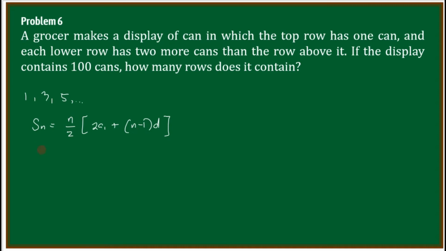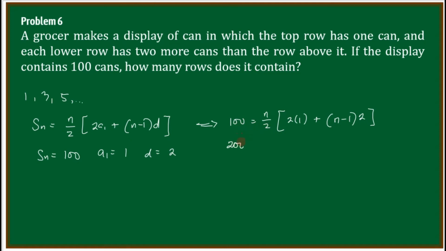So, substitution lang yan. So, because our S sub n here is 100, a sub 1 is 1, difference is 2. So, simple substitution, that will be equal to 100 equals n over 2 times 2 times 1, a sub 1, plus, missing yung n, minus 1, common difference of 2. So, multiply na natin both sides by 2 para makancel yung denominator. 100 times 2, 200. So, wala na yung denominator. Meron na tayong n times 2 times 1, 2, plus distribute lang 2 times n, 2n. 2 times negative 1, negative 2. So, we have 200 equals n times 2 minus 2, 0. So, natira na lang 2n. Therefore, we have 200 equals n times 2n, 2n squared.